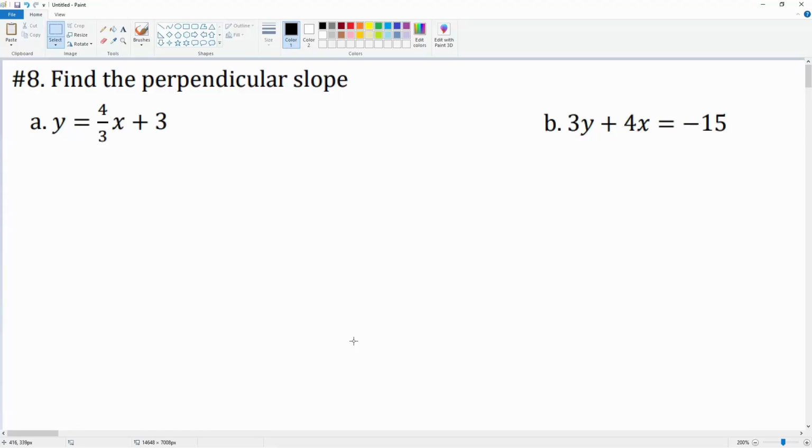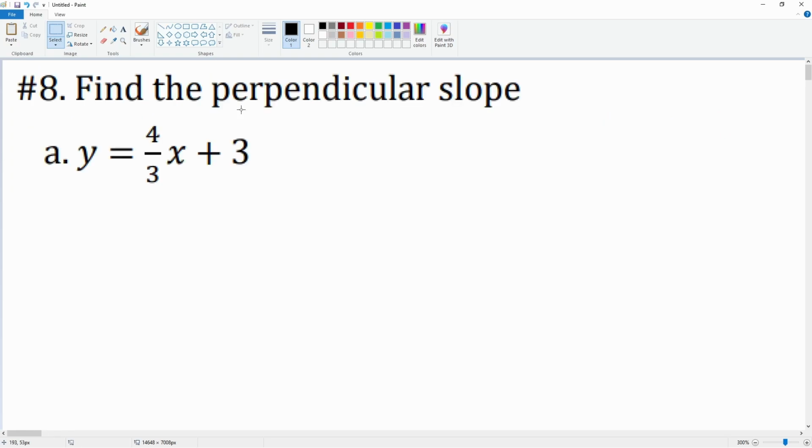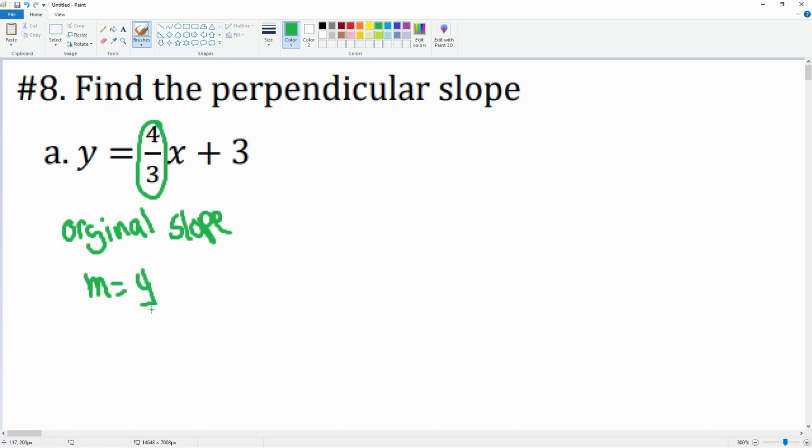This is chapter 4, number 8. You're going to find the perpendicular slope. Here we have the equation in y equals mx plus b, where we can get the slope very easily. We can say that the original slope has the value of m equal to 4/3. Now we want the perpendicular slope, and to do this, we need to find the opposite reciprocal.